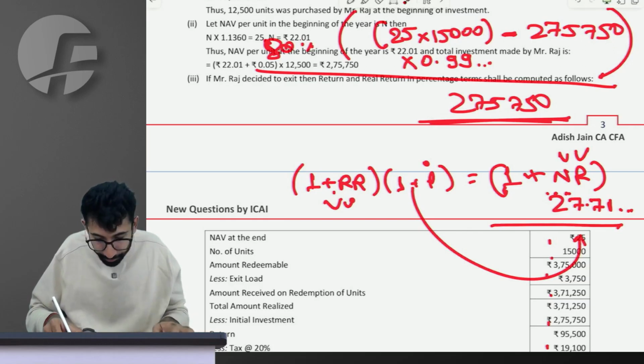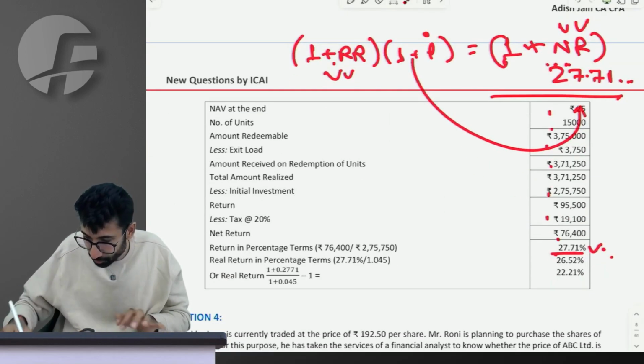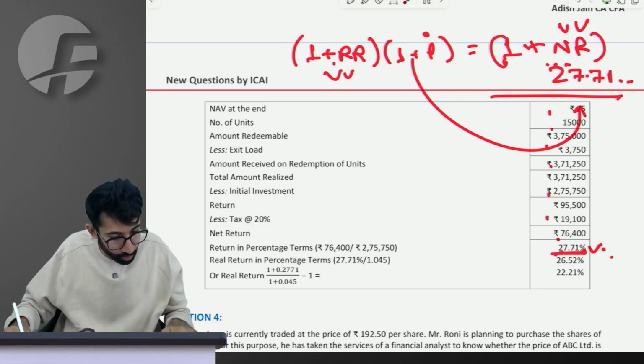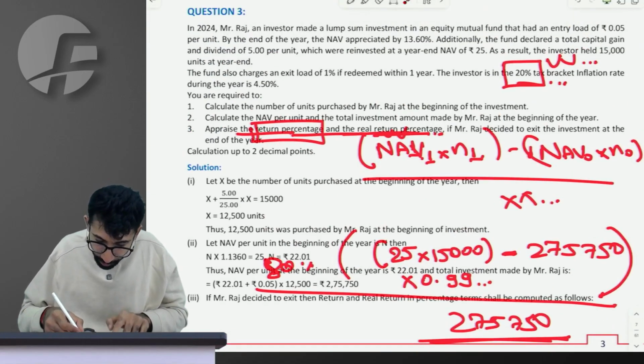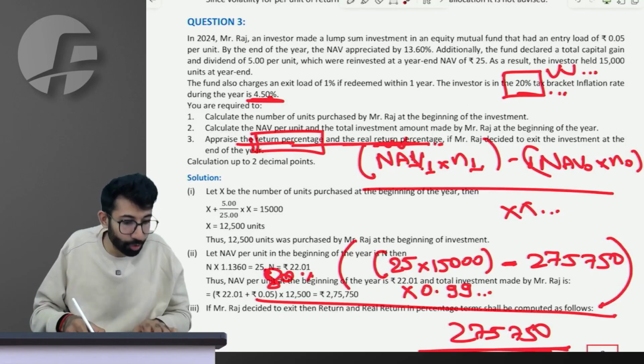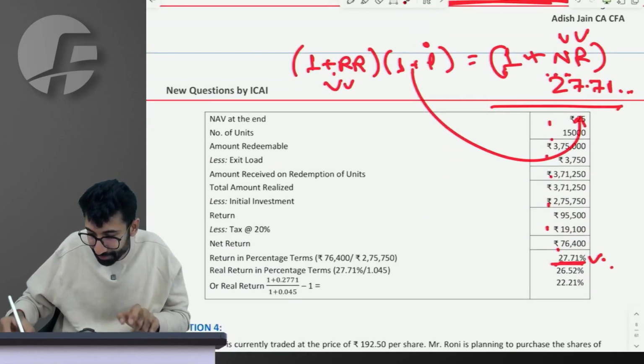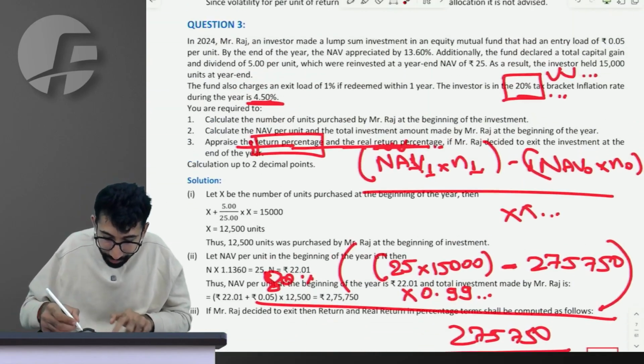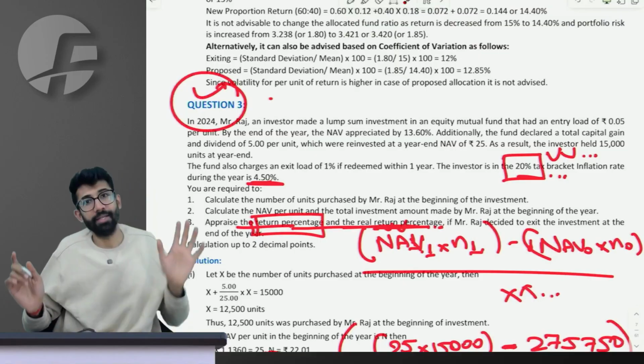So how much is the return? 1.2771 divided by 1, how much is the inflation number? 45. 1.045. If you divide, press equal, and subtract 1, it gives you 22.21% as the real return, which was asked in question number 3.